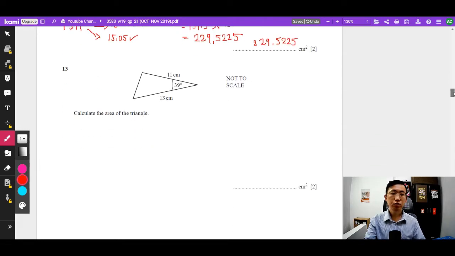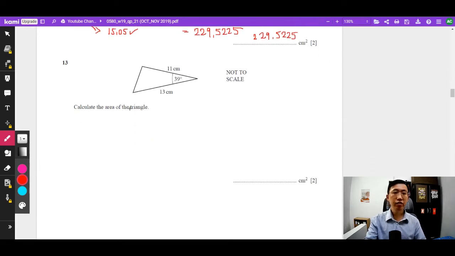Alright, so let's do number 13. Calculate the area of a triangle. When you see this kind of question, area of triangle, in your year 10, year 11, you have a special formula. So let's write. We no longer use half times base times height. For this one, you need to use half AB sine C. So what is A and B? Your lengths, 11 and 13.